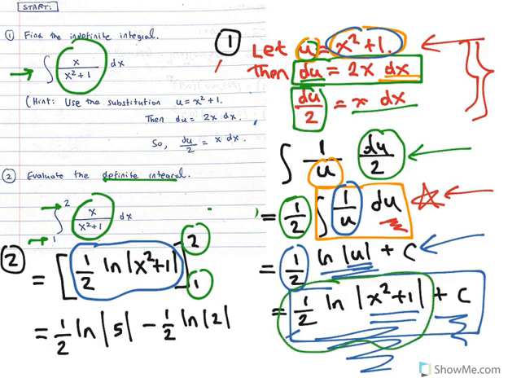So we're just going to take our work from the activity and substitute that into what we're going to do with the improper integral to determine whether it converges or diverges. And of course, the antiderivative is 1/2 times the natural log of the absolute value of x squared plus 1.